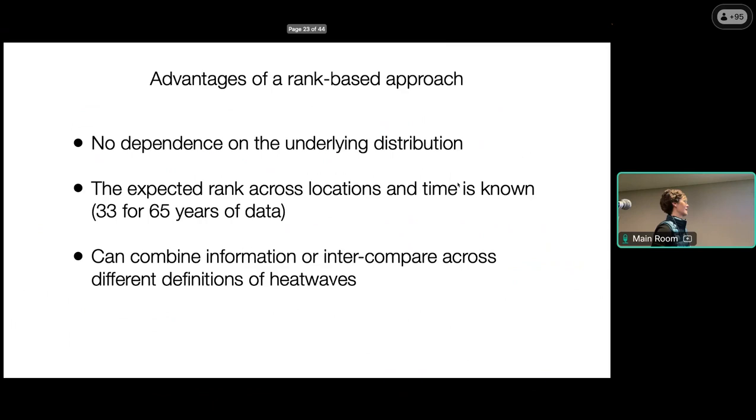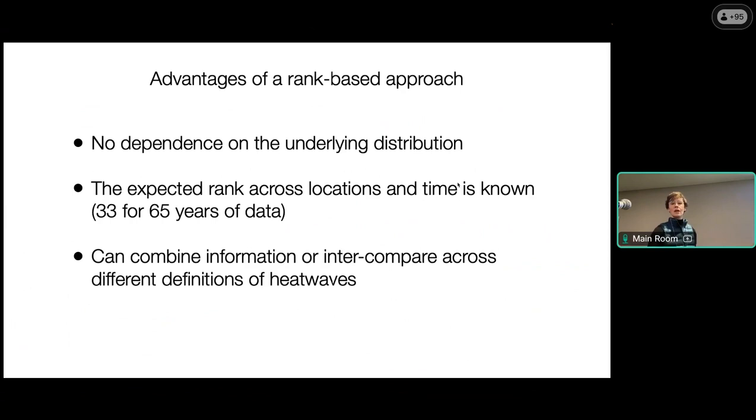So I think there are some nice advantages of this approach. We lose that dependence on the underlying distribution. We kind of know the distribution, and I'm not going to talk about it today, but we can then define heat waves in different ways. But since we move everything to rank space, we can intercompare the results with those different definitions.